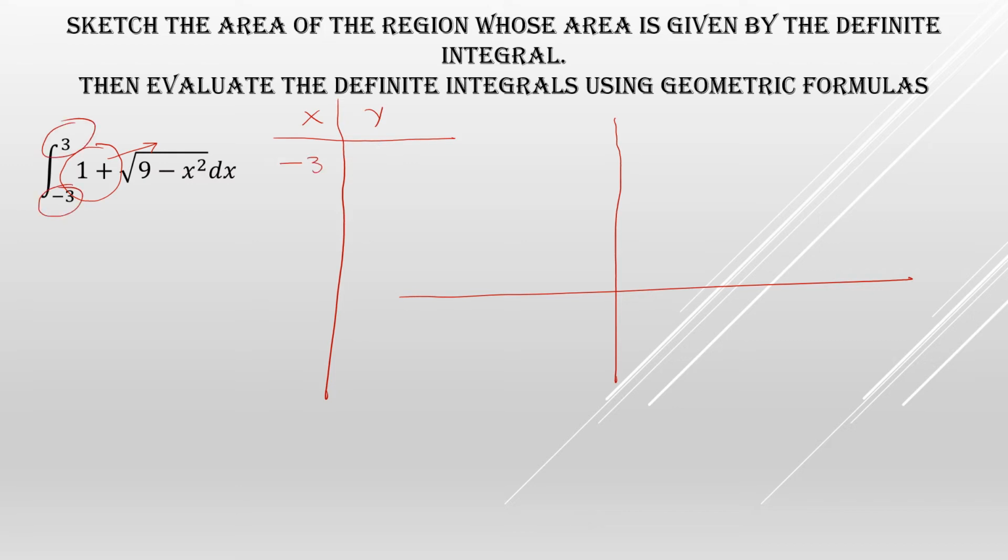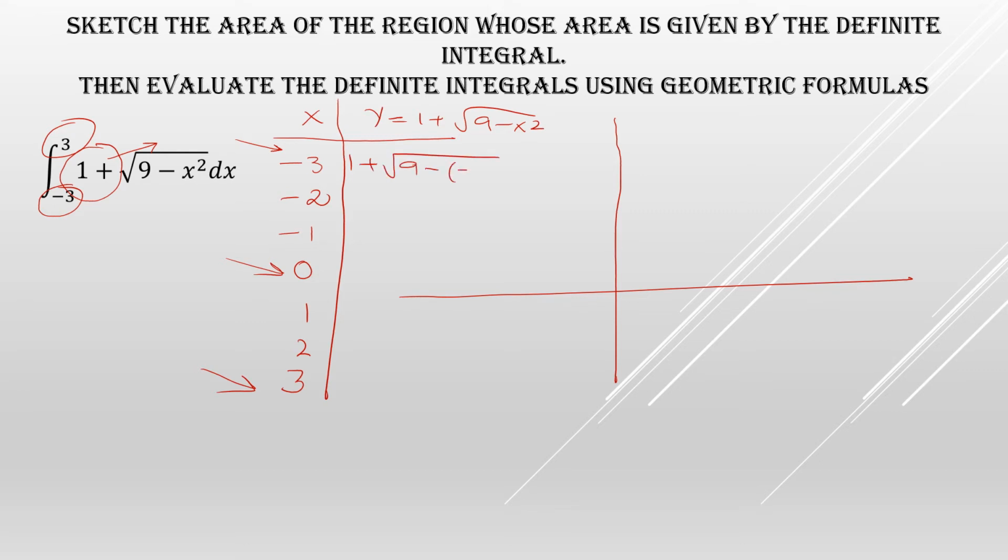So -3, -2, -1, 0, 1, 2, 3. Because I know this is the equation of a circle, I can use only -3, 0 and 3 directly. And if you want to write the other values also, don't hesitate to write them. But I will write only -3, 0 and 3. So y equals 1 plus square root of 9 minus x square. In place of x, just write down the -3.